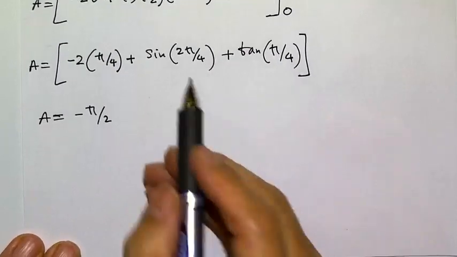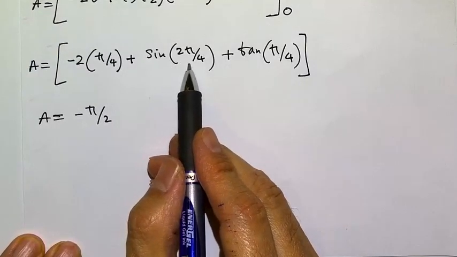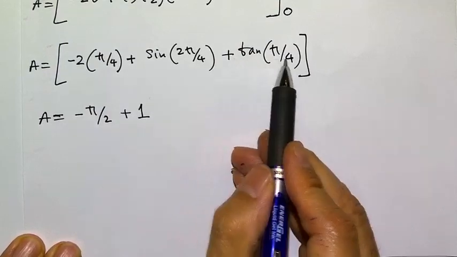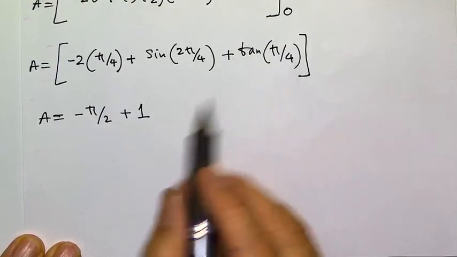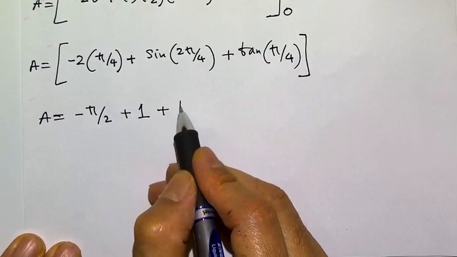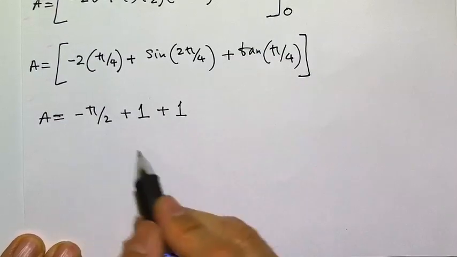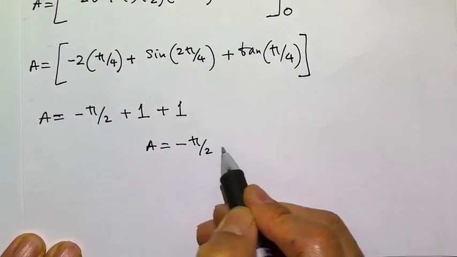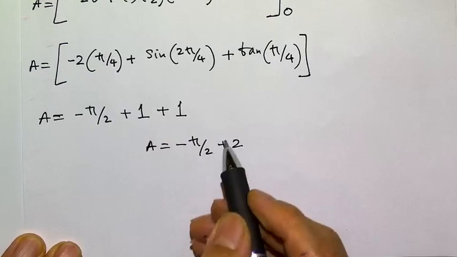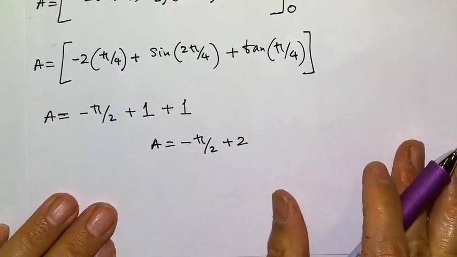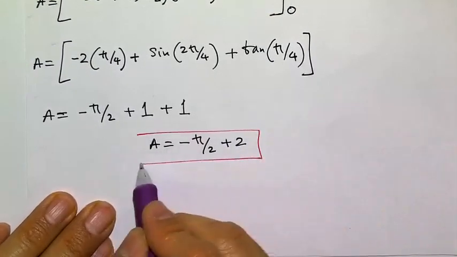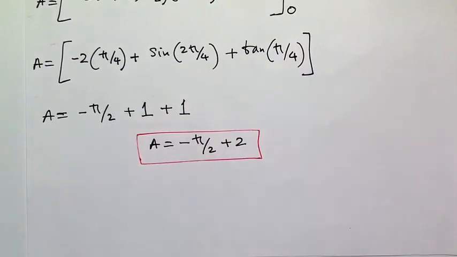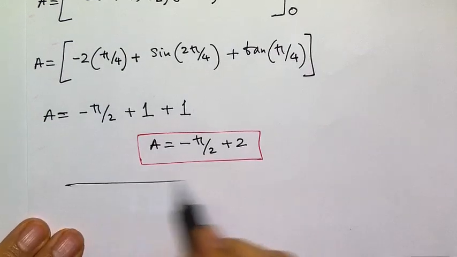Right? Minus pi over 2. Sine of pi over 2 is 1, positive 1, and tangent of pi over 4, or 45 degrees, is also 1. Right? So we can just say the area is equal to minus pi over 2 plus 2. Okay, and we'll leave it like that. If you prefer, you can write 2 minus pi over 2. All right.